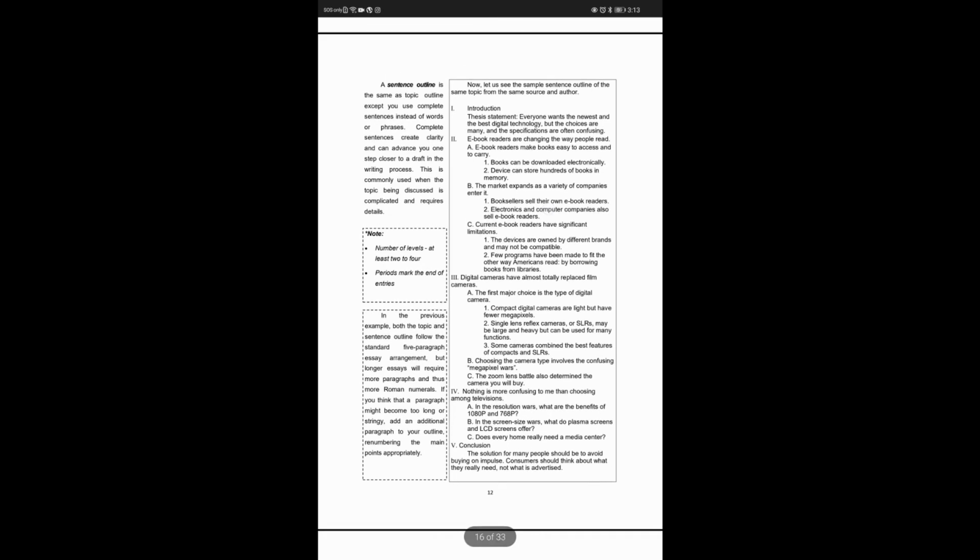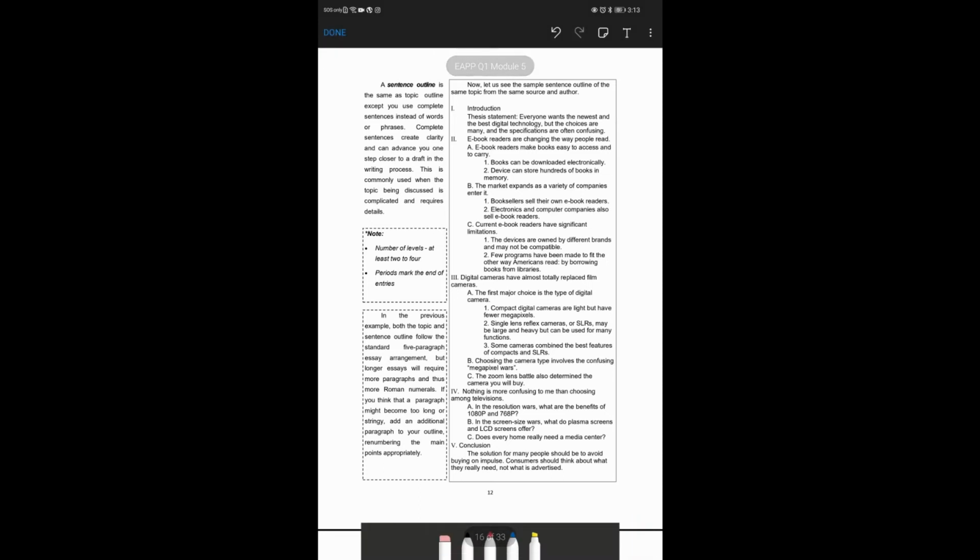So, sabi ito, the sentence outline is similar to the topic outline. It's the same daw, except you use complete sentences. Kaya nga sentence outline. Okay? Hindi ka gumagamit ng keywords lang, ng phrases lang. Complete sentence ang ginalagay mo. Okay? Complete sentences create clarity and can advance you one step closer. So, yun yung advantage ng paggamit ng sentence outline. It can advance you one step closer to the draft in the writing process.